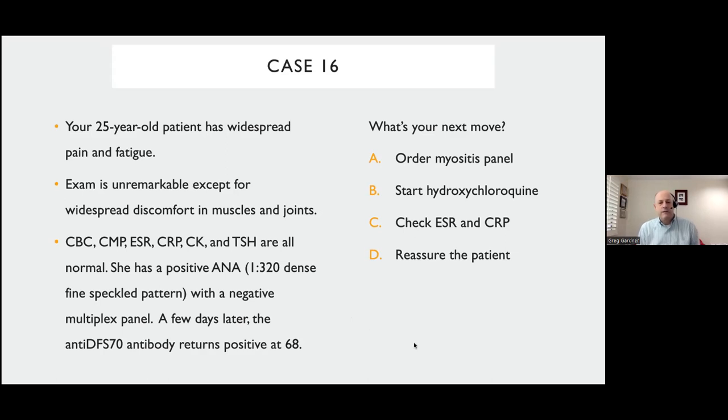This is actually a relatively recent addition to our armamentarium. I think probably Jenna has more experience with this than I do. Jenna, if you have any comments about it, please. 2020 we started. What's that? I think 2020 we started. Yeah, so I haven't used this much, but I know it's now available.